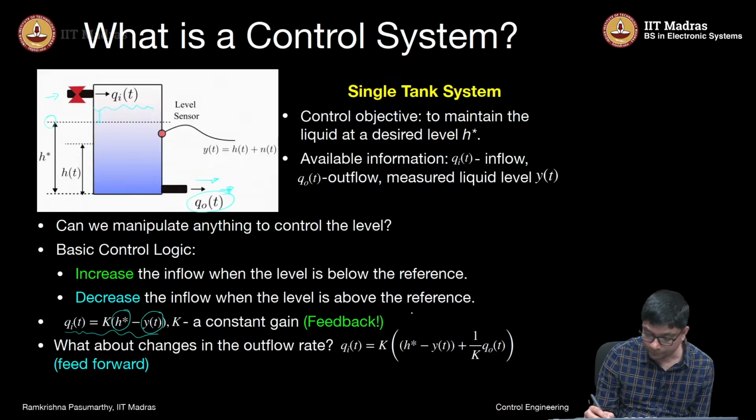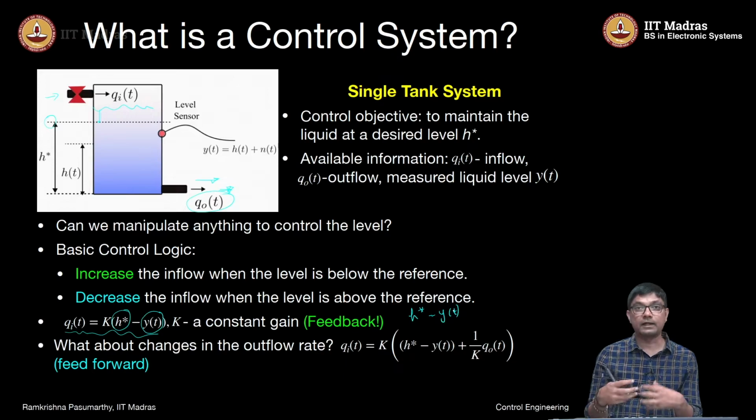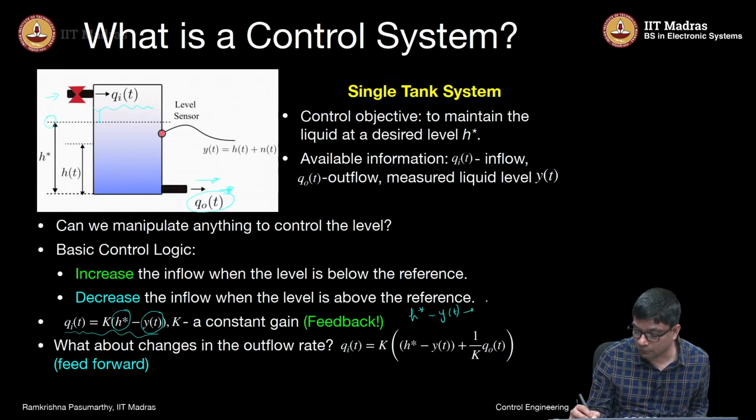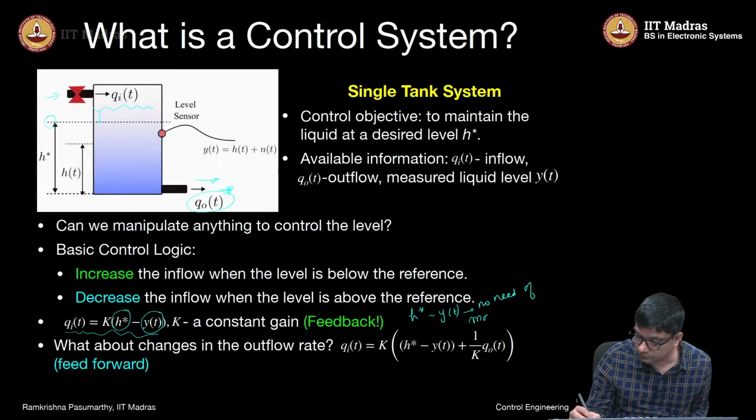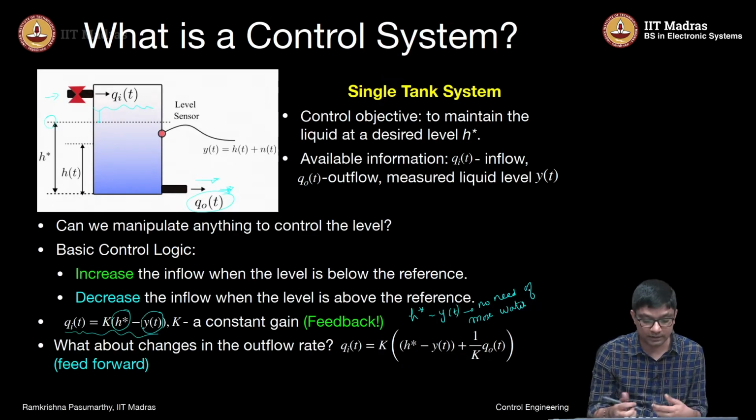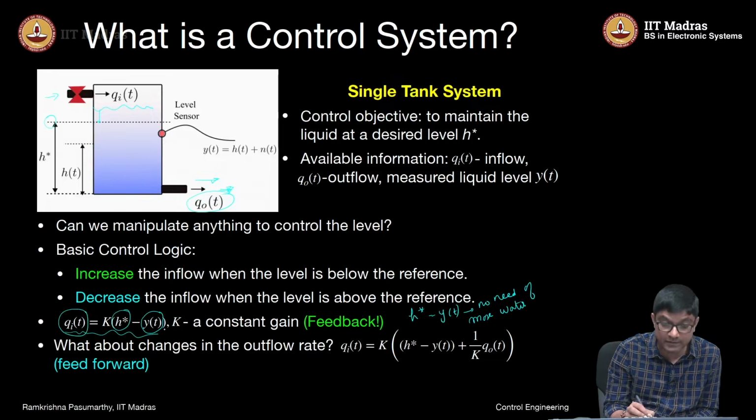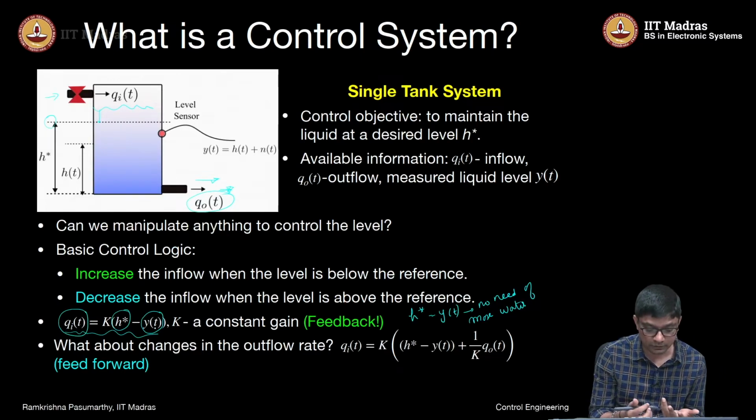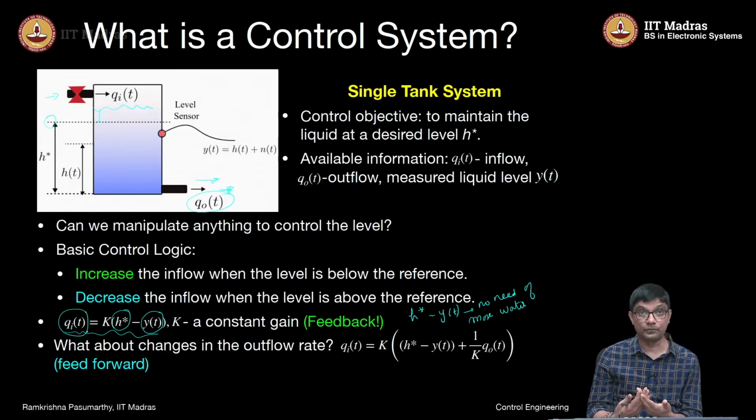What happens when H star is equal to y of t? That my desired water level is equal to the actual water level, which means no need of more water. Which means I just don't pump in any water. In that case, the inflow will directly be 0, mathematically also. H is equal to y, H star is equal to y, q_i(t) will be K times 0 and q_i will be 0. Now how do I account also for the outflow rate?